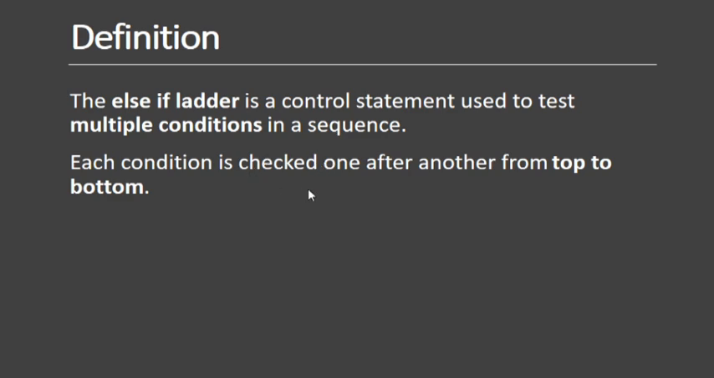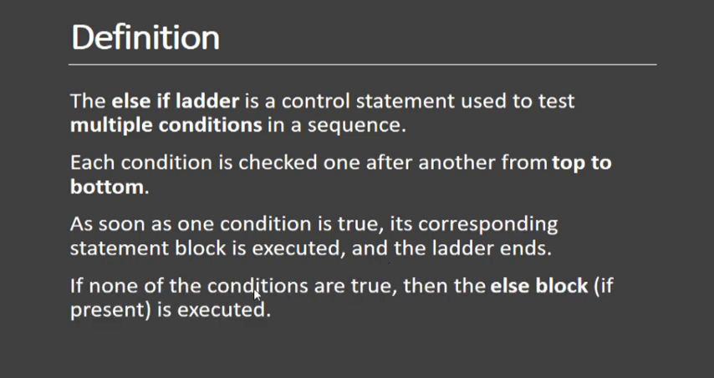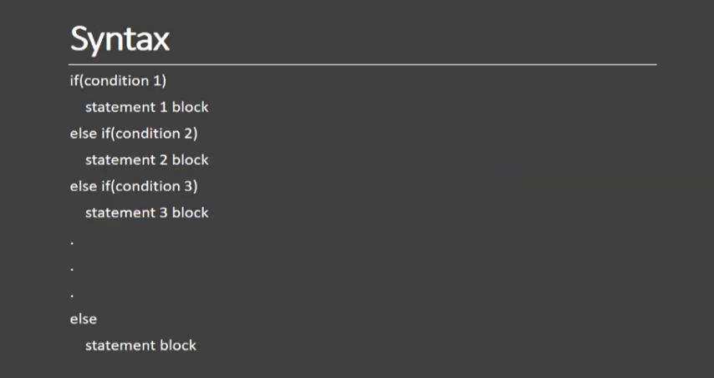Each condition is checked one after another from top to bottom. As soon as one condition is true, its corresponding statement block is executed and the ladder ends. If none of the conditions are true, then the else block is going to be executed. The else block is not mandatory. The else block is optional.